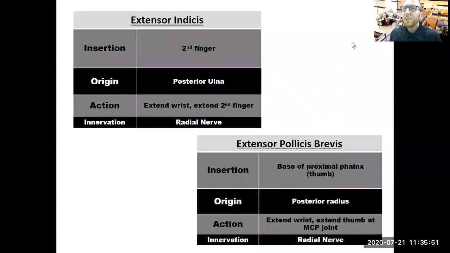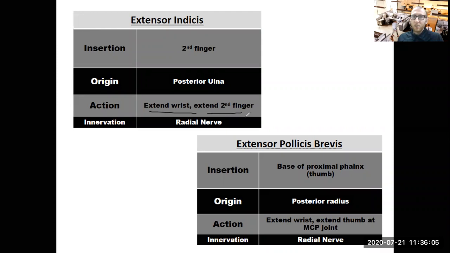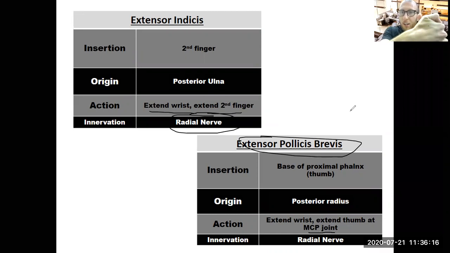Extensor indicis, second finger, right? Second digit, pointer finger, whatever you want to call it, but make sure you know it's the second digit of the hand, and it is doing that extension of the wrist, but more so extending the finger with the radial nerve, whereas the extensor pollicis brevis is doing more of extending the thumb at the MCP joint. So MCP joint, we're talking more about this joint right here. So if this were to extend without extending the IP joint, this is what it would look like. And that's the extensor pollicis brevis.